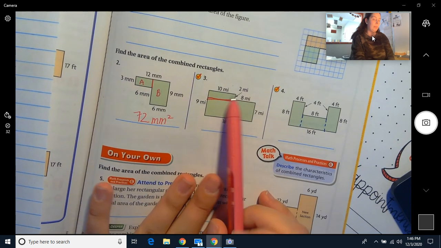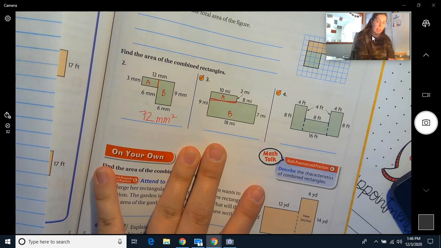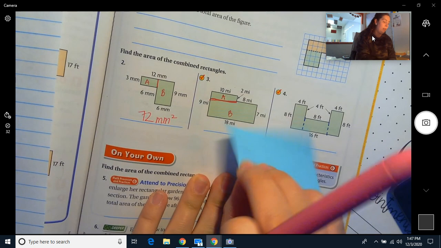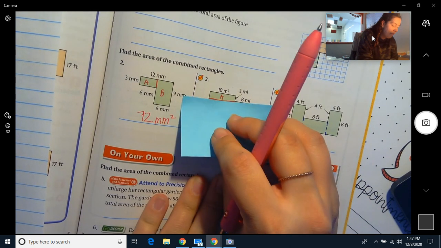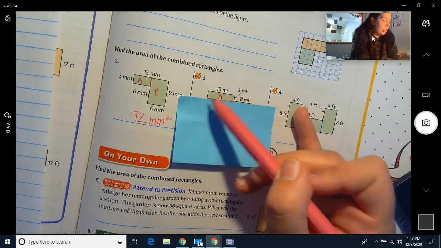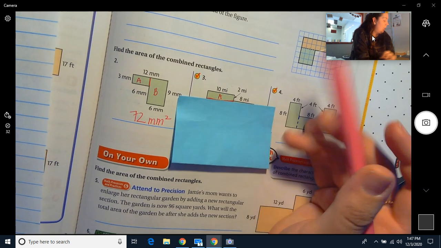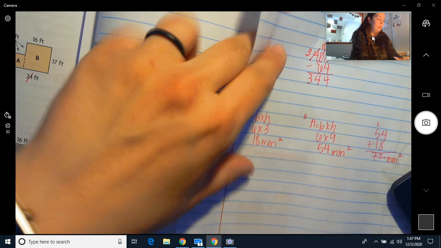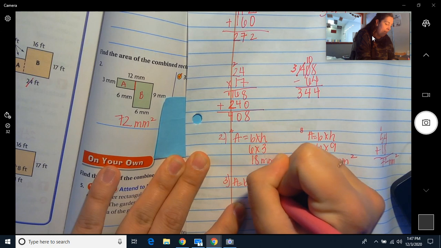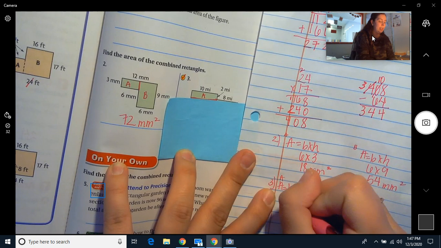Now back to our problem here. So I have this shape I'm going to label A. This shape I'm going to label B. Now with this one, I'm looking at my shape, 10 across. 2 is my height. So my formula here for number 3, area equals base times height. This is the first one there. I'm going to do 10 times 2.